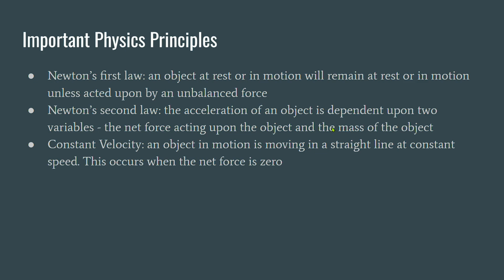Some key physics concepts that I use in this lab. First, we have Newton's first law, which states that an object at rest or in motion will remain at rest or in motion unless acted upon by an unbalanced force. Secondly, we have Newton's second law, which states that the acceleration of an object is dependent upon two variables, the net force acting upon the object and the mass of the object. And finally, we have constant velocity, which states that an object in motion is moving in a straight line at constant speed, and this occurs when the net force is zero.